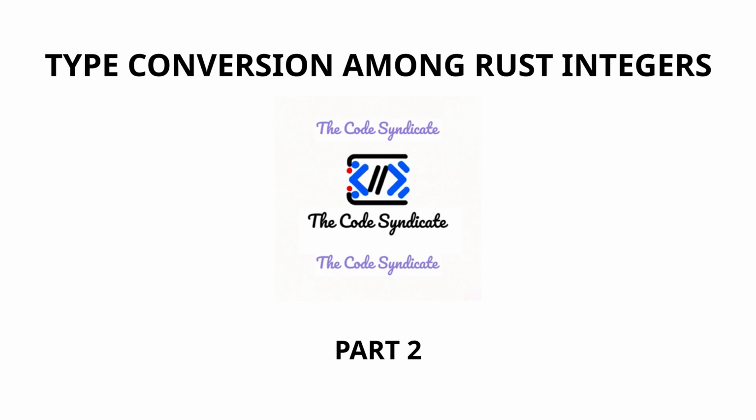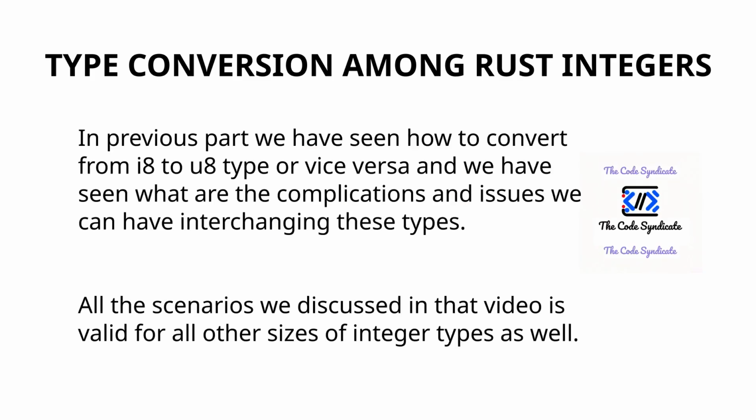Today we will continue type conversion of integers in Rust. If you haven't checked the previous part, the link is in the description. Okay, in the previous part we have seen how to convert from i8 to u8 type or vice versa, and we have seen what are the complications and issues we can have interchanging these types. All the scenarios we discussed in that video are valid for all other sizes of integer types. So I will not go into detail in this video.